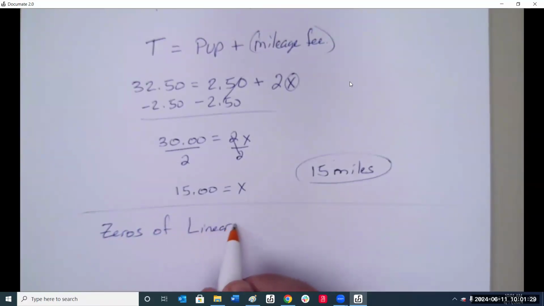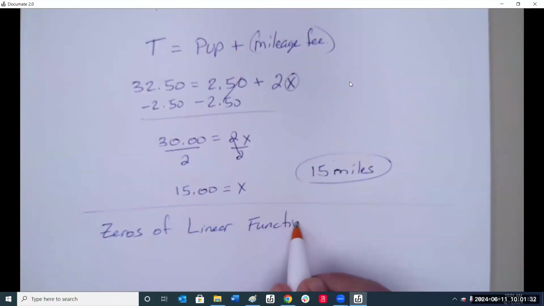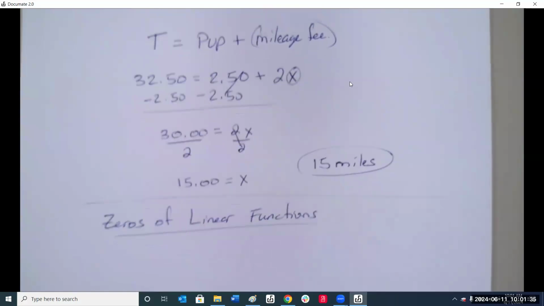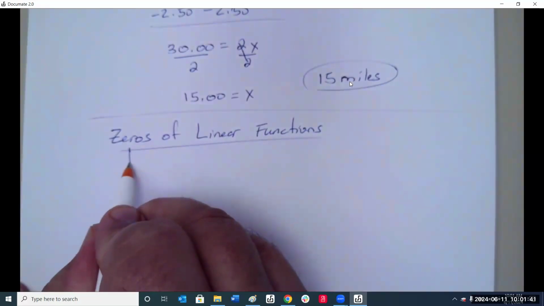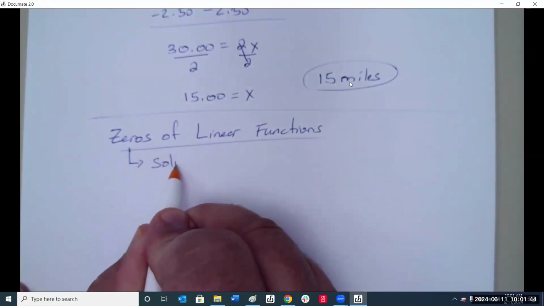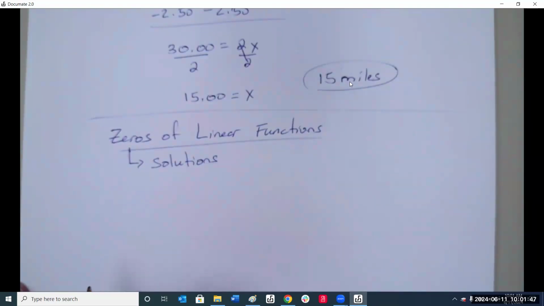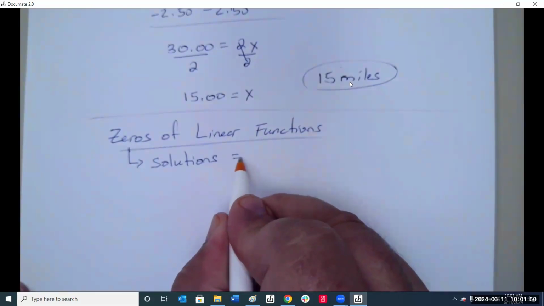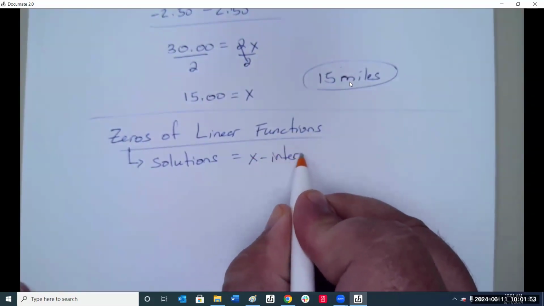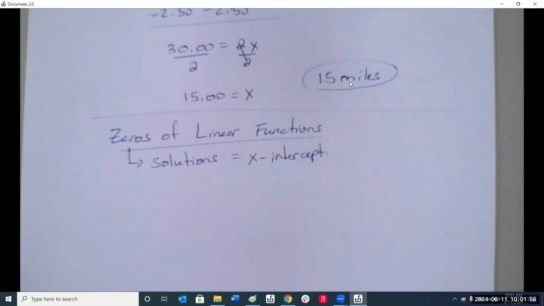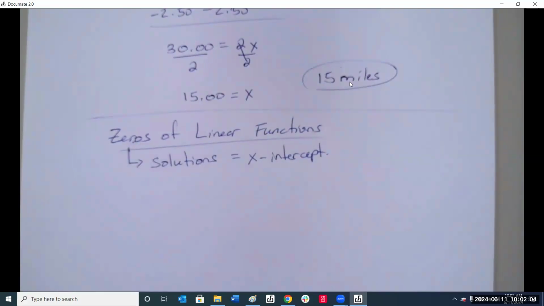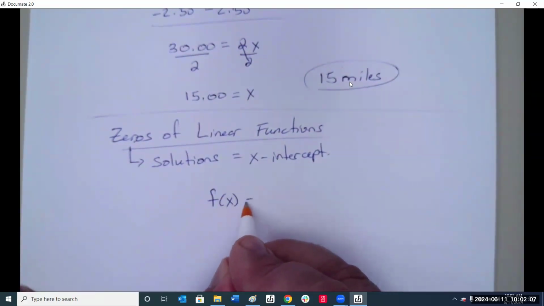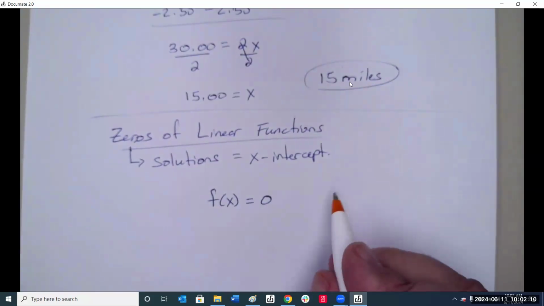Zeros of linear functions. Remember, last week we talked about what zeros were. Zeros are the same things as solutions. A solution is the same thing as an x-intercept. So whenever we're looking for zeros, we take the function and set it equal to 0 and solve for x.